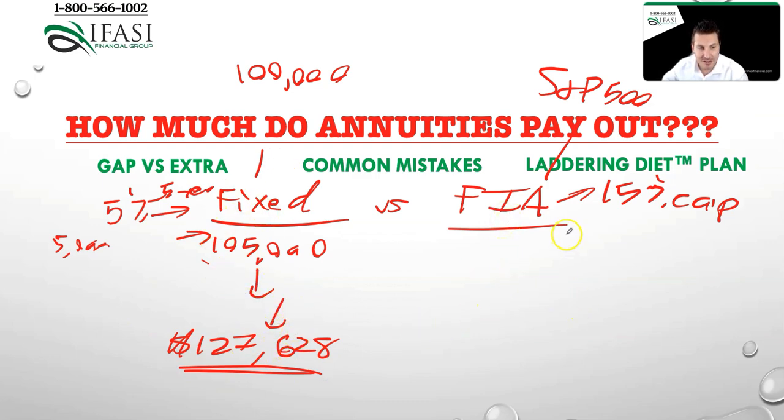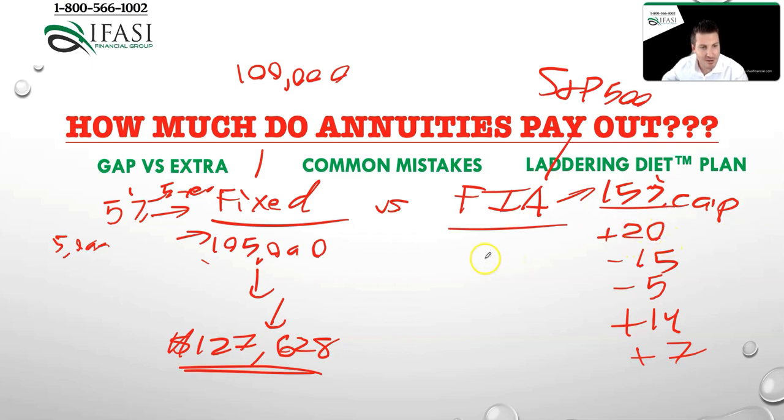Now with a fixed index annuity, let's say that the market, the S&P 500, gained 20% the first year, then it lost 15% the second year, then it lost 5% the third year, then it gained 14% the fourth year, then let's say it gained 7% the fifth year. What exactly does this look like if we have a 15% cap? Well, if you had $100,000 after the first year, because your cap is 15%, your interest credit, even though the S&P gained 20%, you would have $115,000 as your ending account balance.